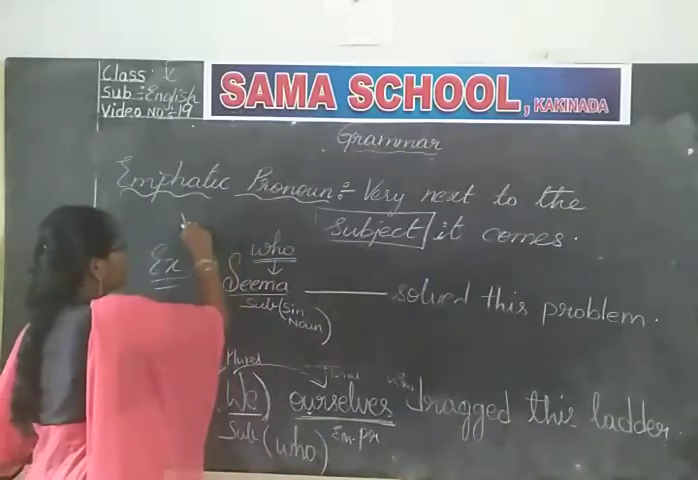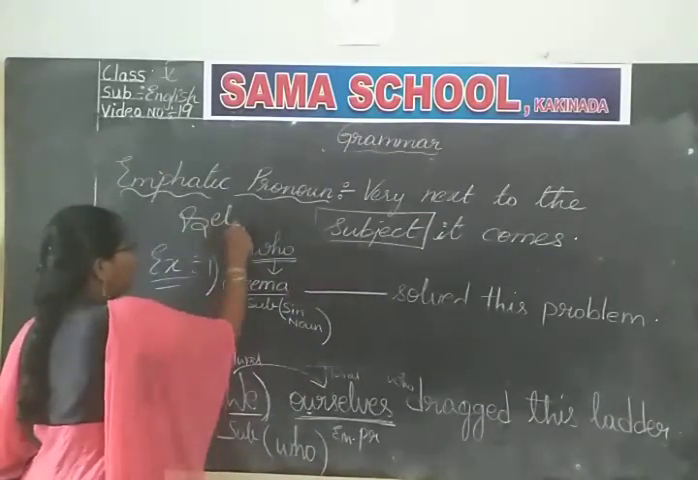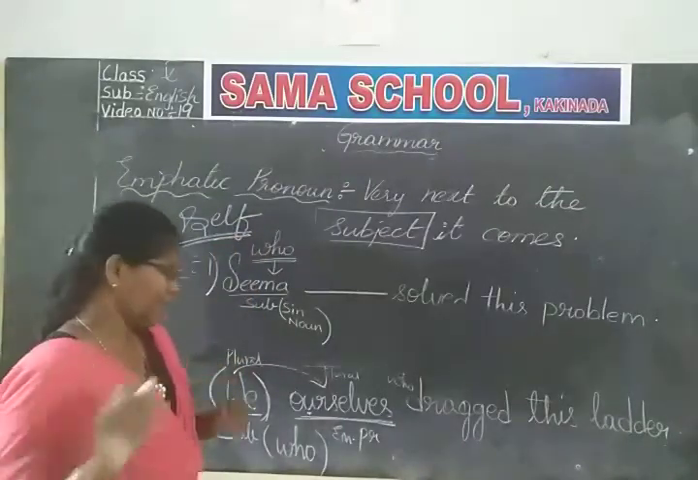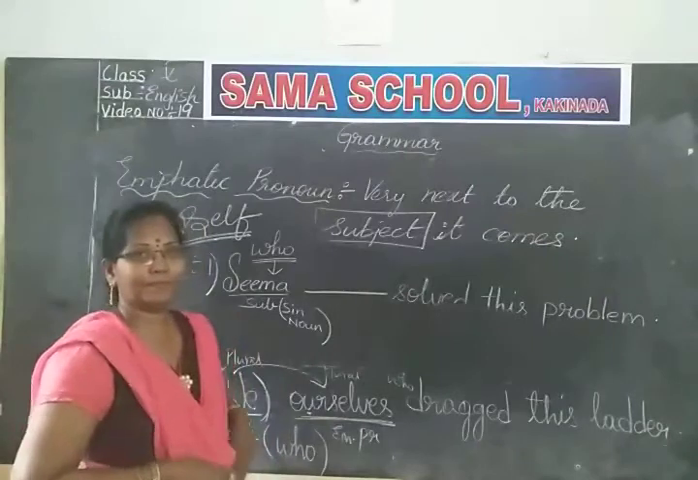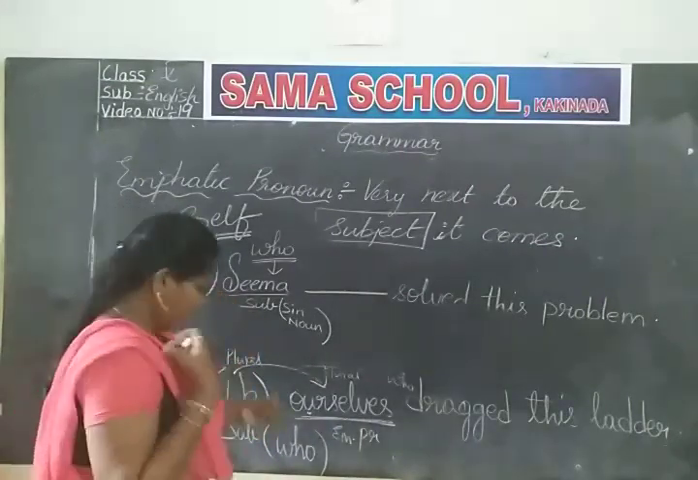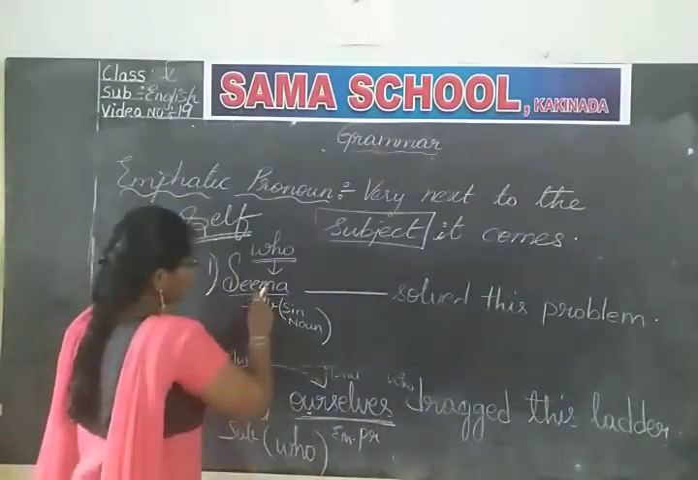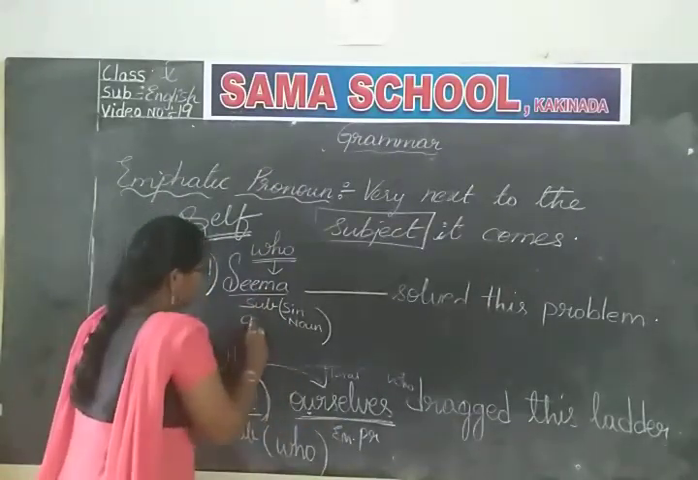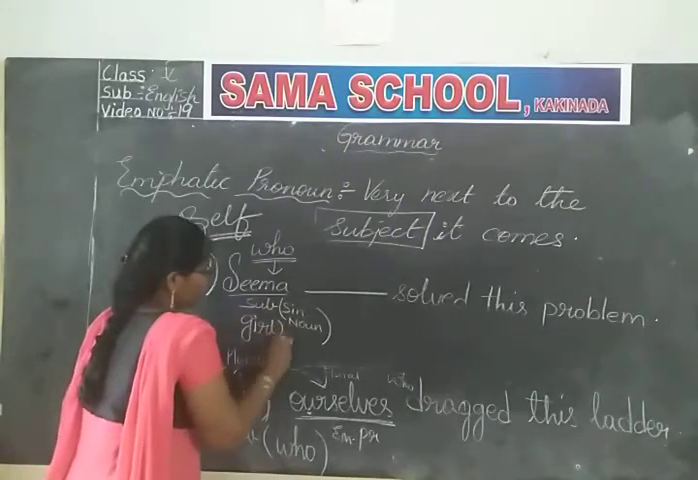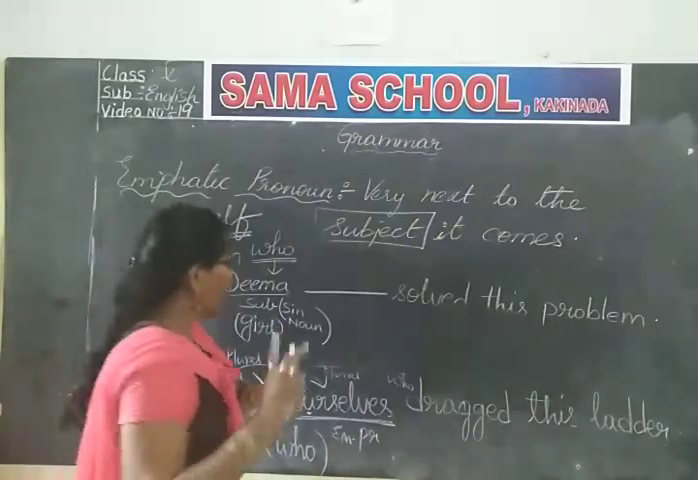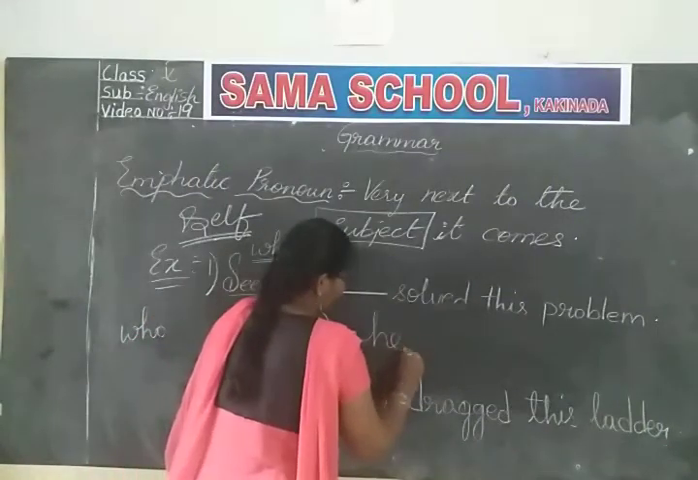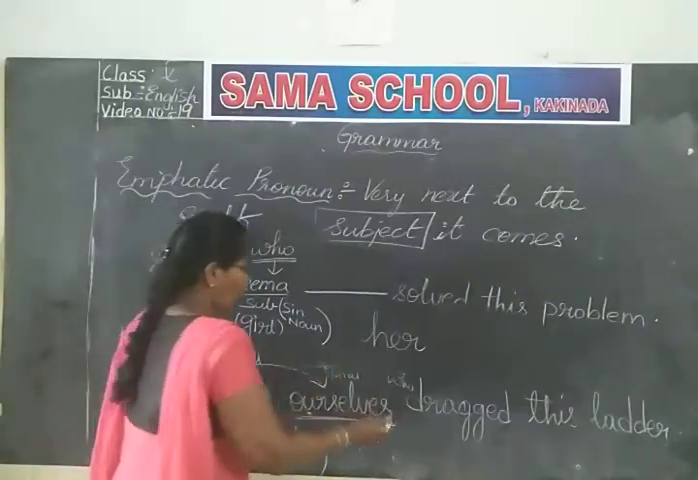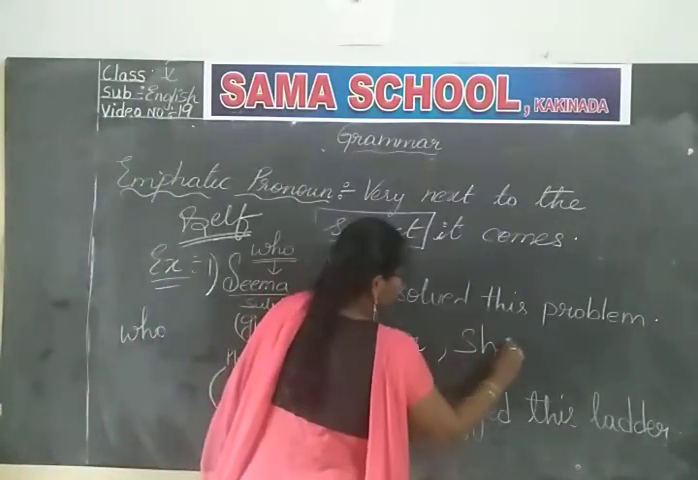Meaning the word which is ending with S-E-L-F. The self word. Now what to use? You may have a doubt. So here, Seema means she is a girl, isn't it? So when a girl comes, what do we have to use? I told you we have to use the word her. Did you remember which pronoun will come? Her or she. Two pronouns will come.